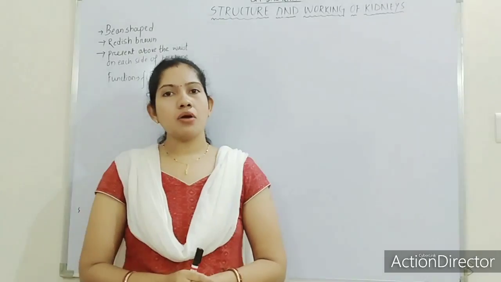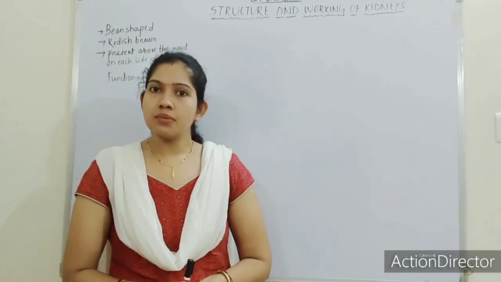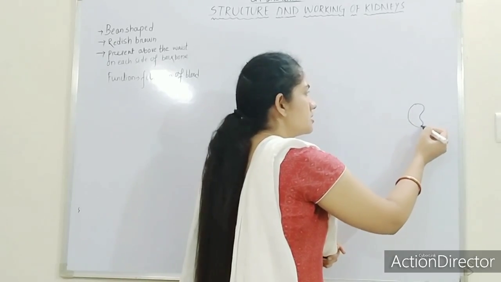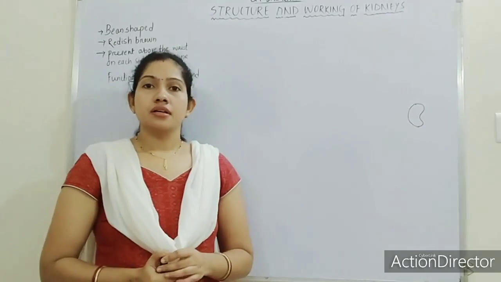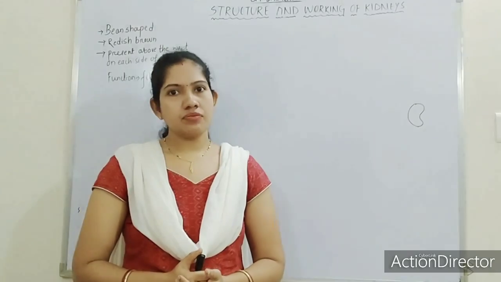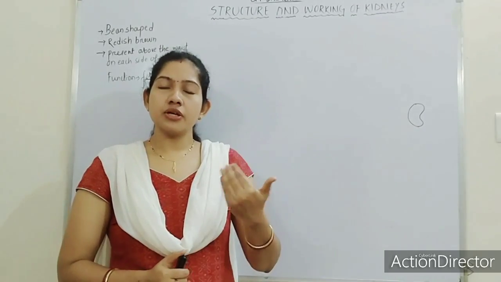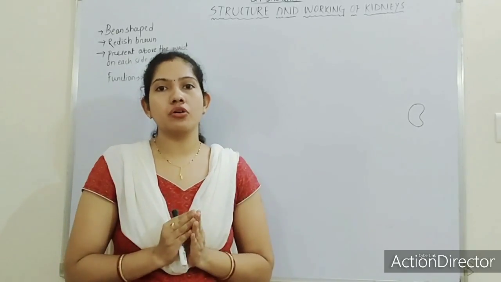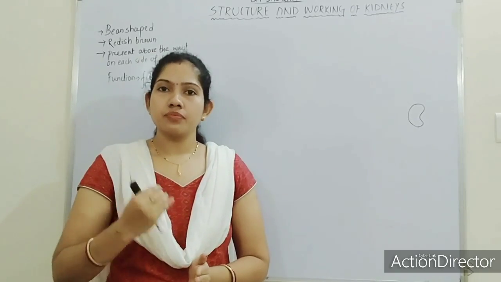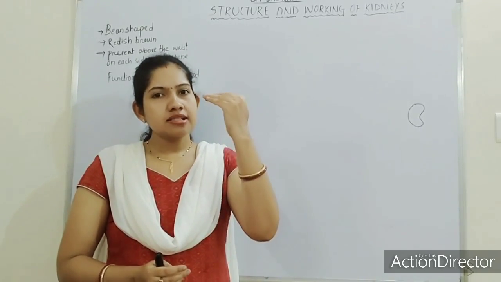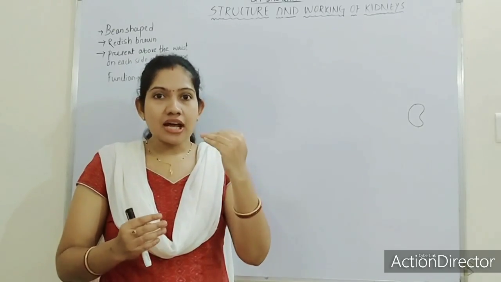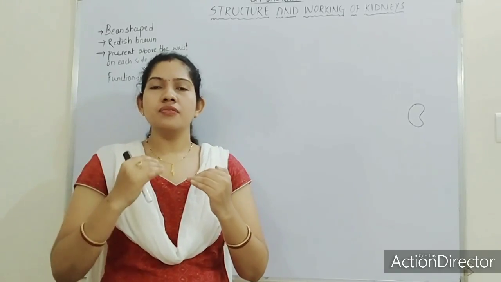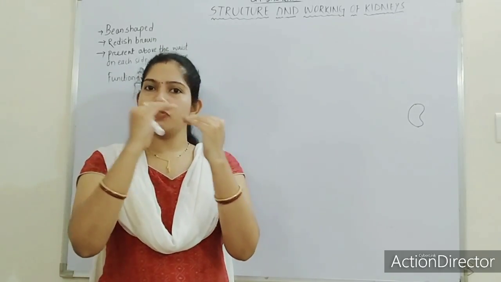If we talk about the structure of the kidney, it is generally a bean seed shaped structure, just like a bean seed. Got it? And it is reddish brown in color. Where is the kidney located? It is located just above the waist and on the two sides of the spinal cord, or backbone. Got it? The right kidney is slightly below the left kidney. Not a lot of difference, but slightly lower if we compare both.